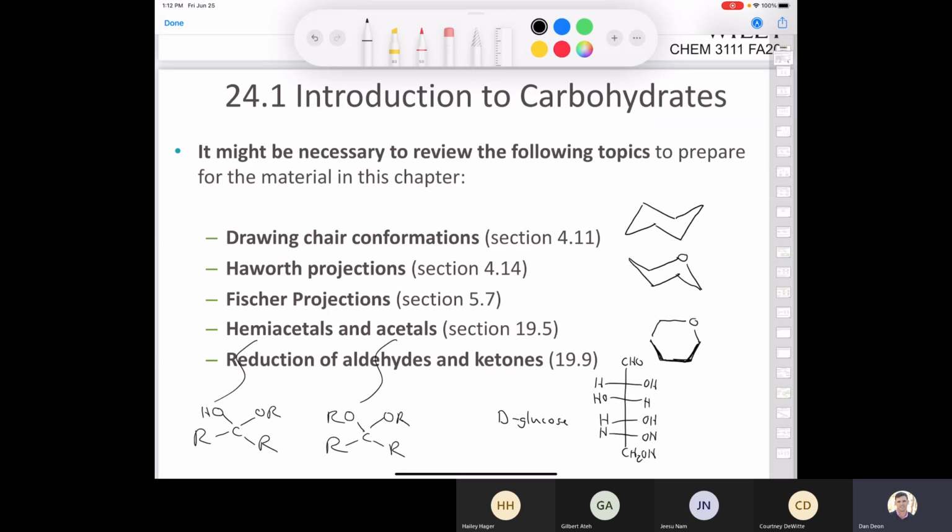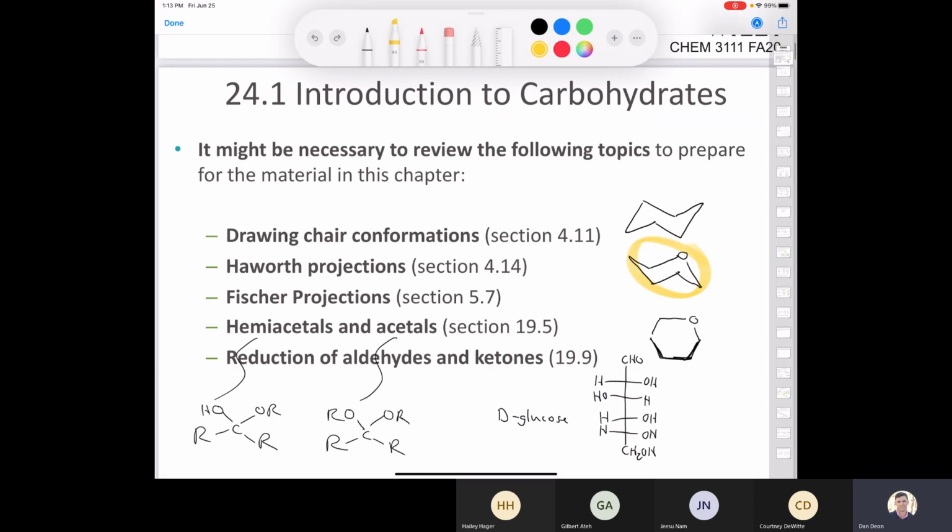So really, what are some of the things that you're going to want to think about? Of course, you might have to practice drawing your chairs again and incorporating an oxygen into the ring. Something else that we're going to look at is all these chiral centers in a molecule like D-glucose: what are their stereochemical configurations? Are they R or are they S? Those are things that you're going to want to know. Lots of stereocenters in carbohydrate chemistry.